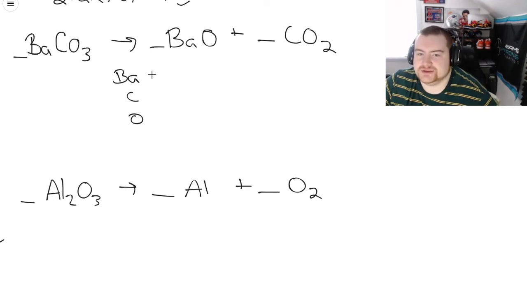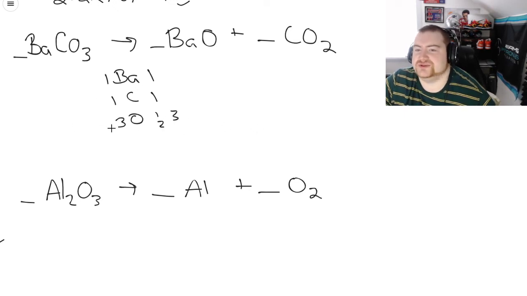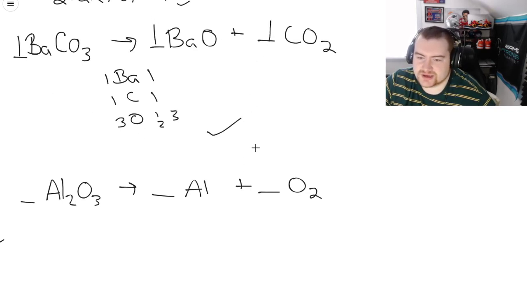Okay, so barium, we have 1 on the left, and 1 on the right. Carbon, we have 1 on the left, and 1 on the right. Oxygen, we have 3 on the left, and on the right we have 1 plus 2, which equals 3. So, just by looking at this, we know that this is already balanced, right? There are some of these in your packet that will already be balanced. So you can leave them blank or put ones in. I don't care. So that's already done. We don't have to do anything.